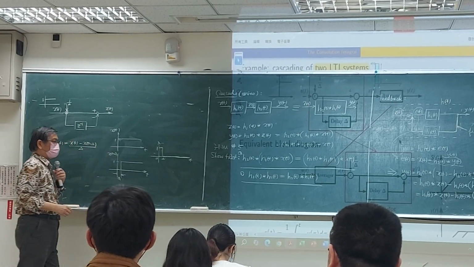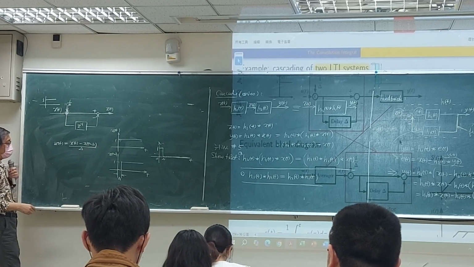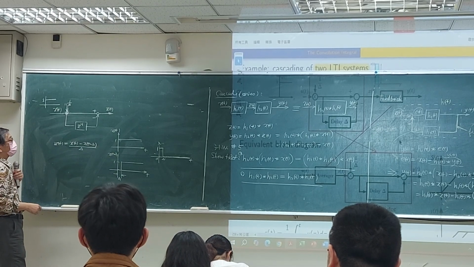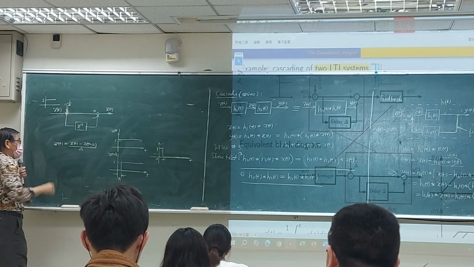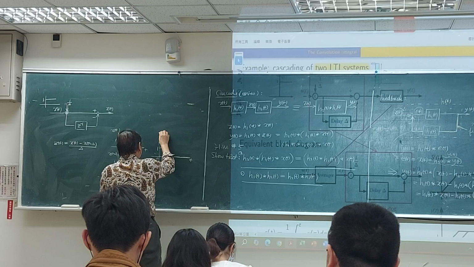Now, the magnitude up to this moment is 1, because we are considering the difference of two unit step functions. But then we have to multiply it by 1 over delta. So you multiply it by 1 over delta.